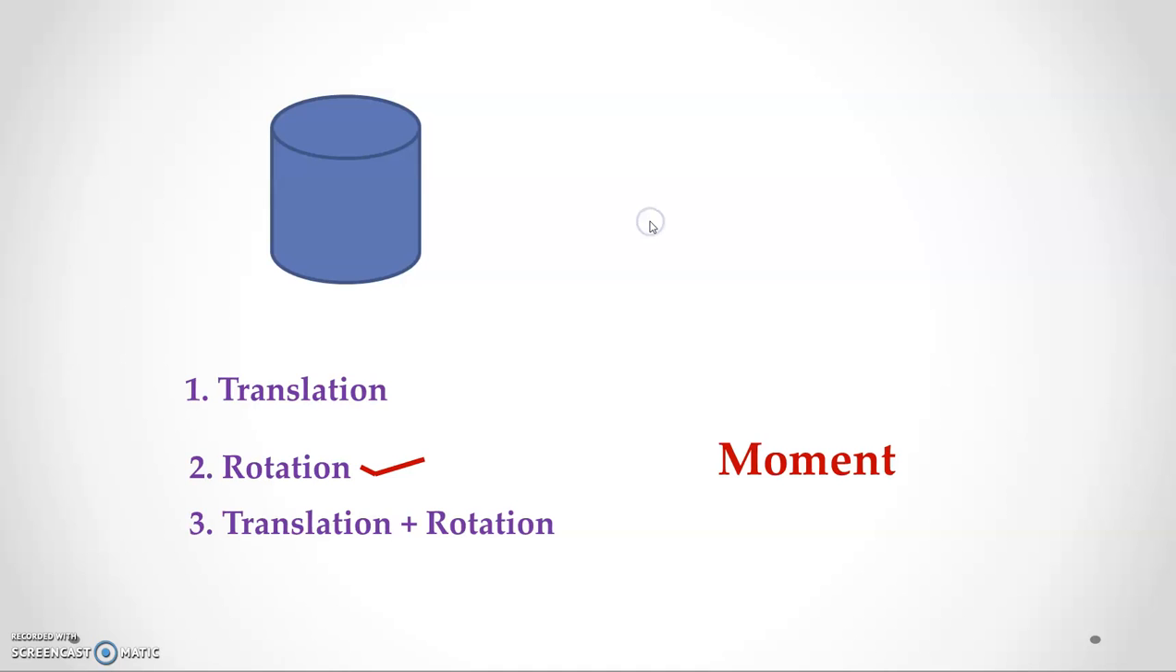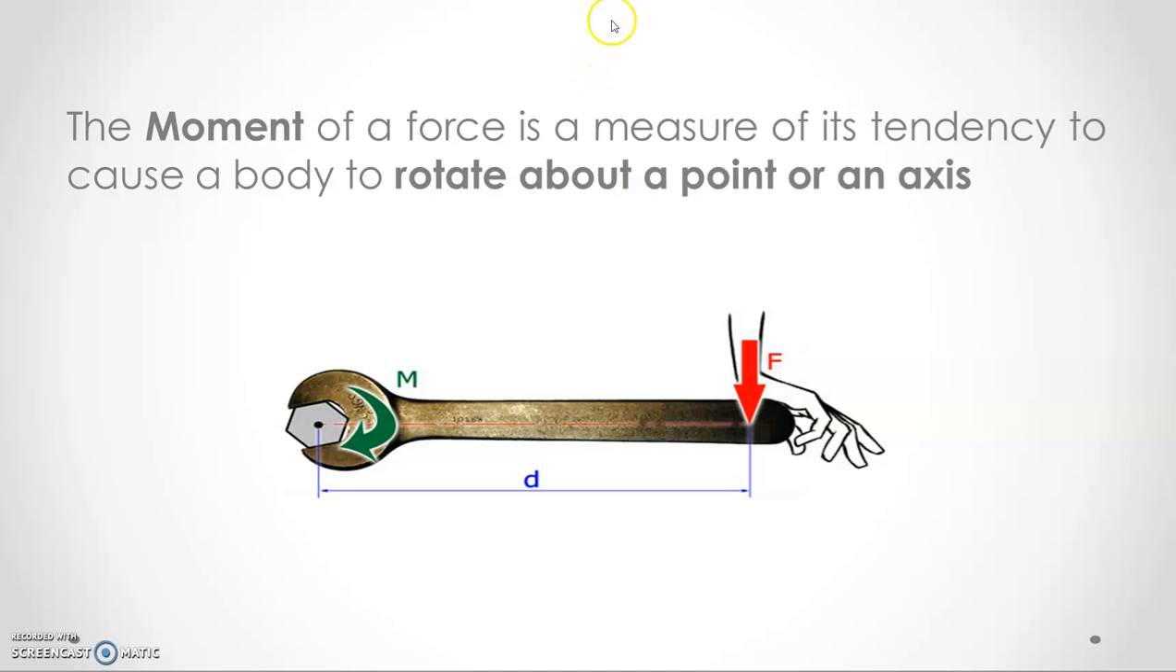So here this rotation is related with moment. We can say moment of a force is a measure of its tendency to cause a body to rotate about a point or about an axis, as you can see in this figure.